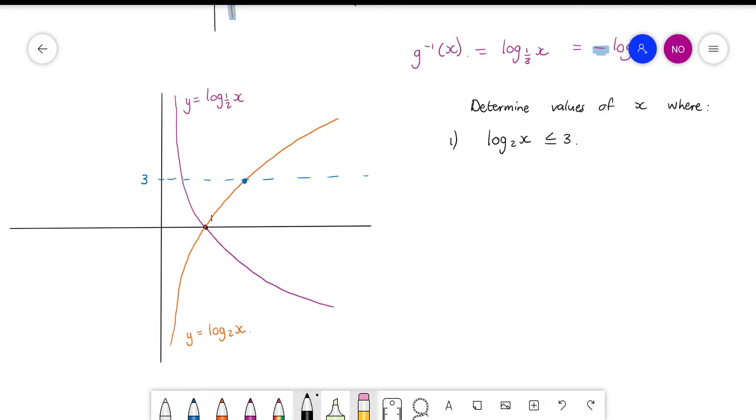So you have to be able to solve for exponential equations. So we start off with this.